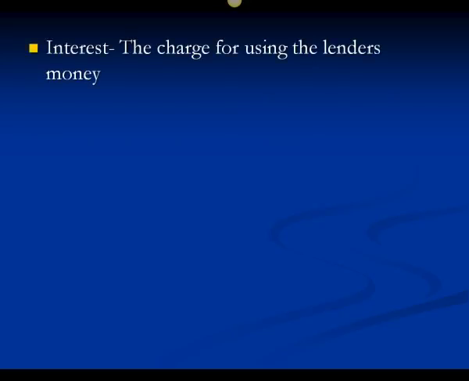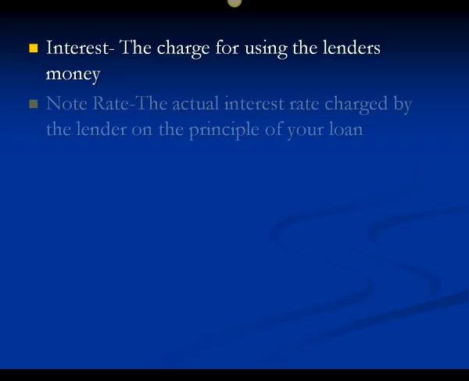Interest. That's the charge that the lenders charge you for using their money. So when you hear your interest rate is 5%, what they're doing is charging you 5% of whatever you owe as their charge for doing business with you. So that's what interest is. Note rate, that's the actual interest rate charged by the lender on the principal of your loan. Again, that 5% is your note rate, and the money they make off that 5% note rate is called the interest.